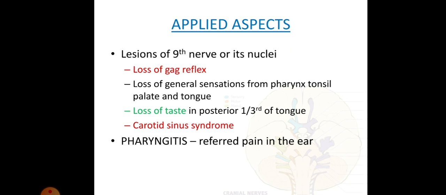And sometimes a glomus tumor which affects the internal jugular vein can compress or irritate the ninth nerve and cause the above symptoms. Thank you.